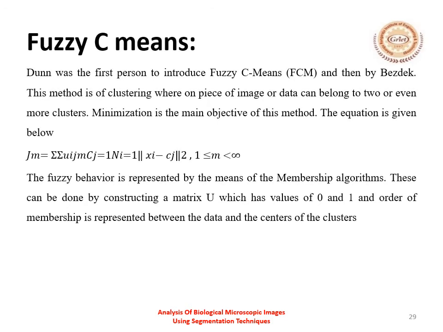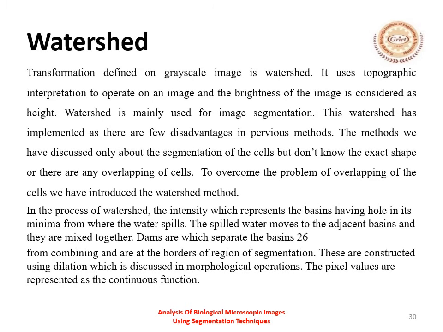Fuzzy C-means is a method of clustering image data, and minimization is the main objective of this method. It represents the means of membership algorithms. Watershed is one of the most used segmentation techniques. It is used to overcome overlapping problems, and to prevent overlapping of cells in our images.